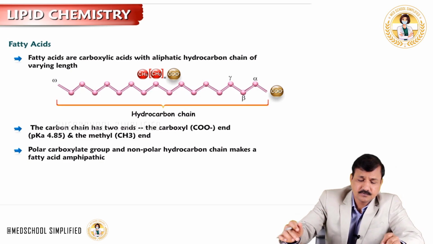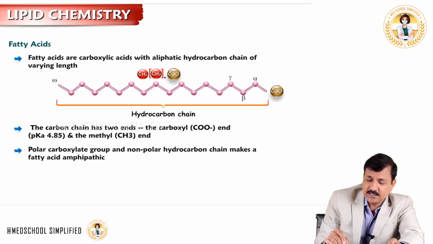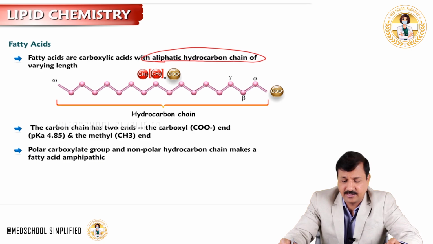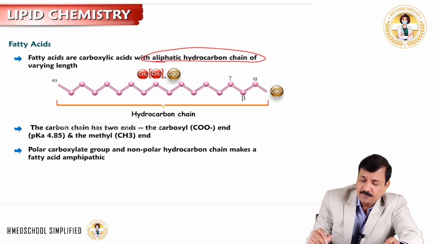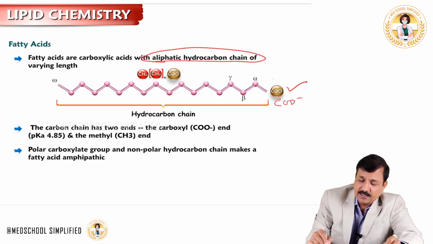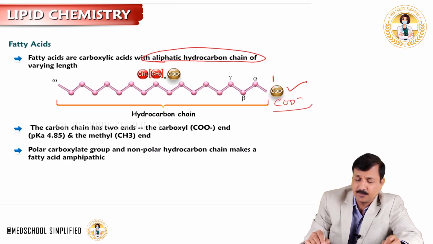Coming to fatty acids. Fatty acids are carboxylic acids with an aliphatic hydrocarbon chain, where the chain length can vary, as shown here. There is a carboxylate group on this side, COO minus, and that will be number 1 carbon. That's how we number the carbons in a fatty acid. You always start from the carboxyl carbon, that's number 1 carbon, which is deprotonated here. COOH is deprotonated into COO minus.